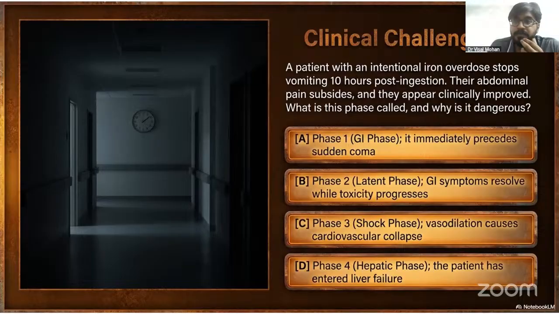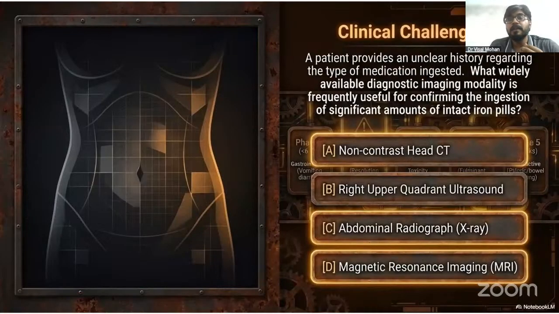Okay. A patient provides an unclear history regarding the type of medication ingestion. What widely available diagnostic imaging modality is frequently useful for confirming the ingestion of a significant amount of iron pills? Is it an NCCT, an ultrasound, an abdominal X-ray, or an MRI?